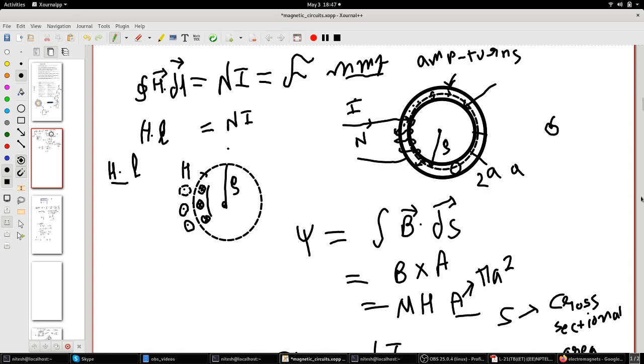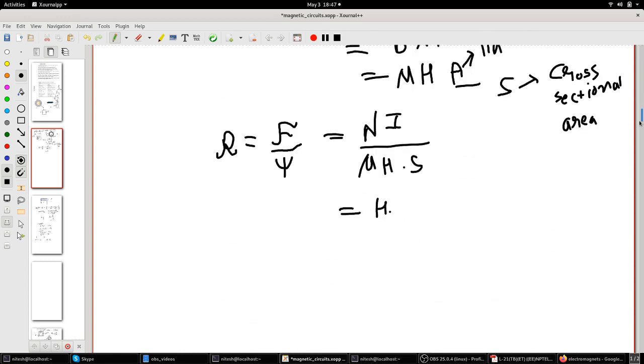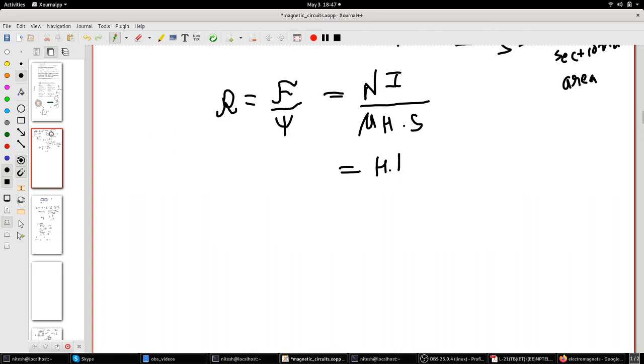Then I can replace this Ni as H into L, divided by mu H S. So what I get is the reluctance is equal to L divided by mu S, and it's given as ampere turns per Weber. That's the unit of reluctance. Clear?